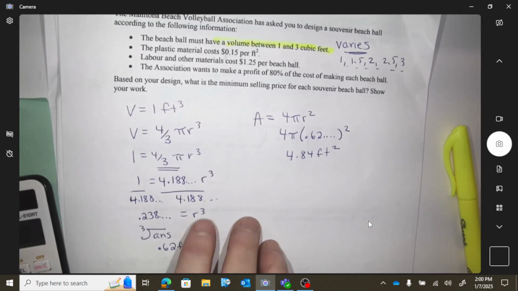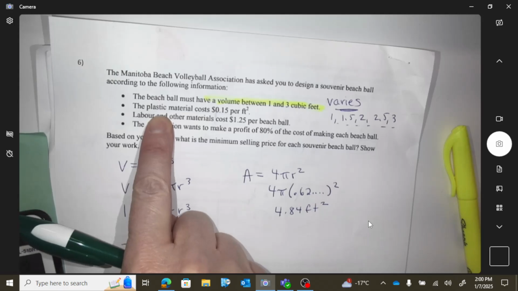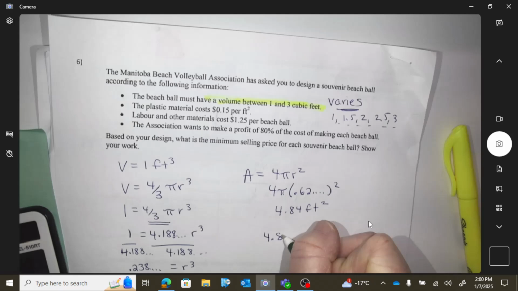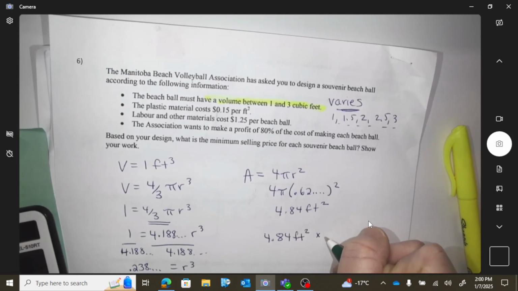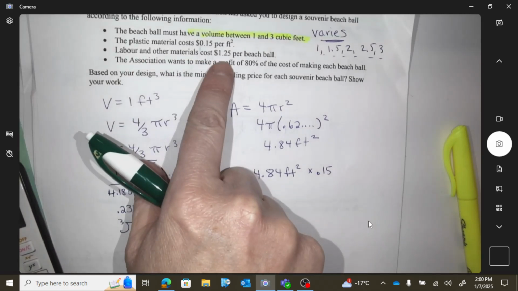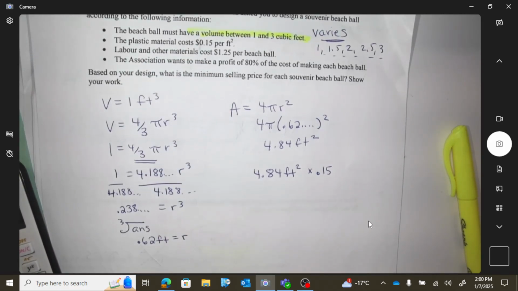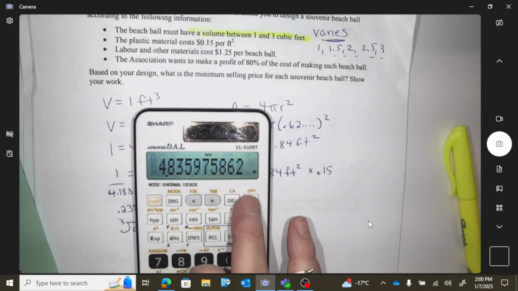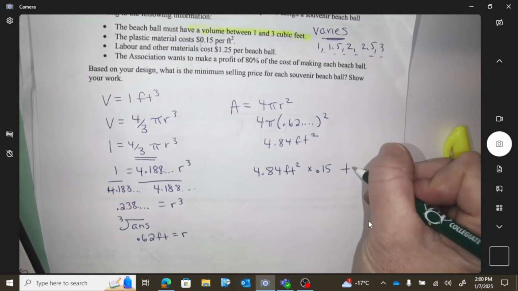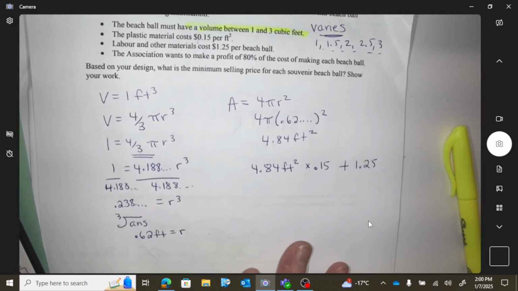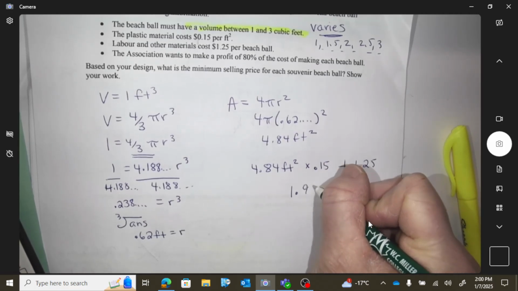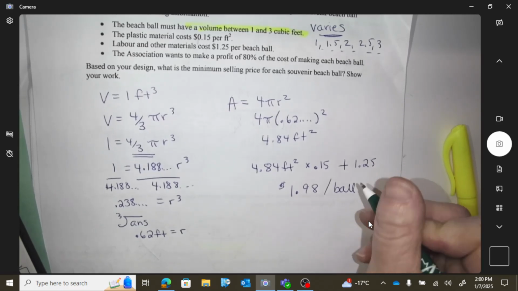Okay, so now here we go with the cost. The cost is 15 cents per square foot. So I'm going to have to times that by 15 cents. I also have a cost of $1.25. Okay, so 4.84 times 0.15. And then you're also going to add the $1.25 for each ball. Okay, so we have a cost of $1.98 per ball.